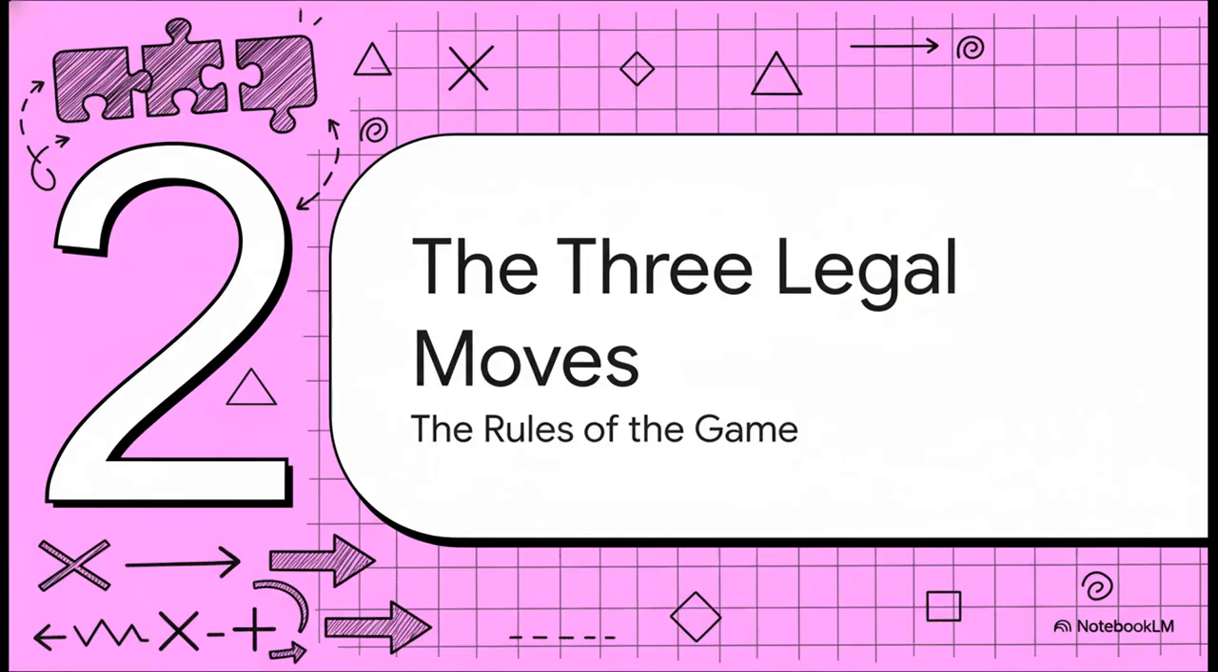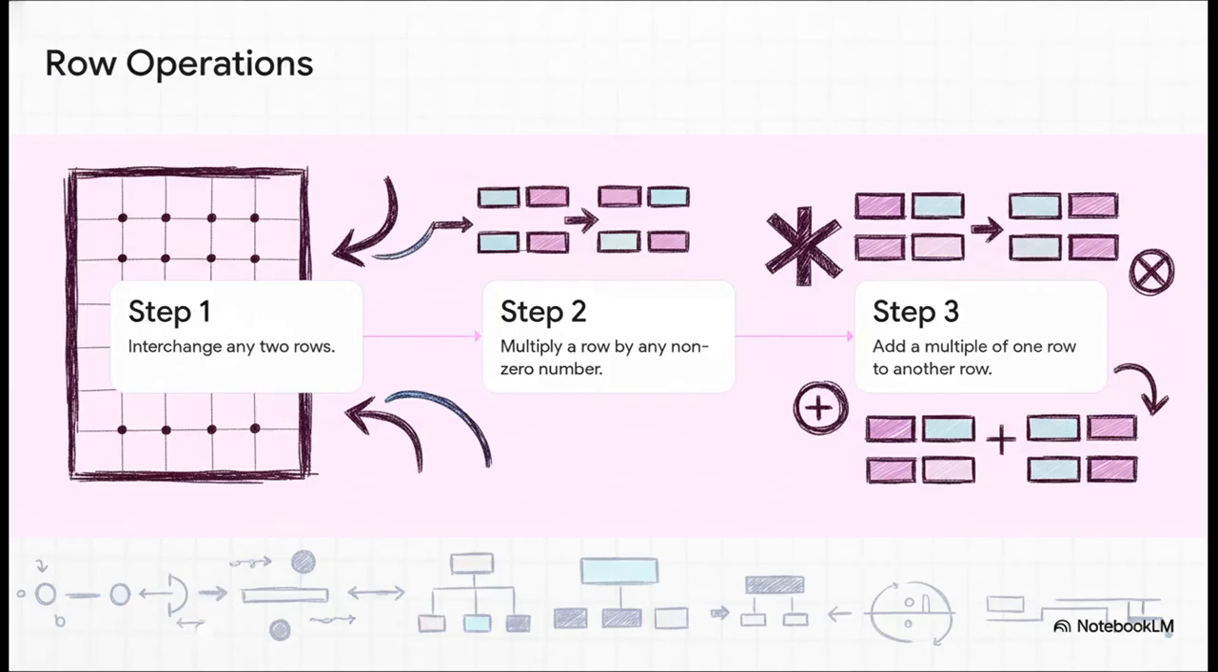All right, now that we have our puzzle board set up, we need to know the rules. You can think of this whole process like a strategy game. And in this game, there are only 3 legal moves you're allowed to make to get to the solution. That's it, just 3. And here they are, the elementary row operations. You can swap 2 rows. You can multiply any row by a number, as long as it's not 0. Or you can add a multiple of one row to another row.